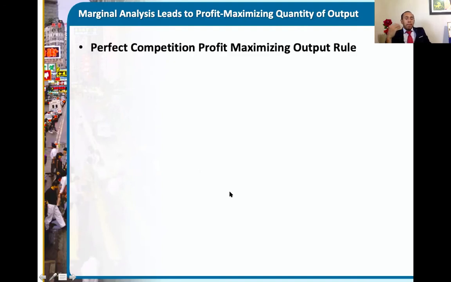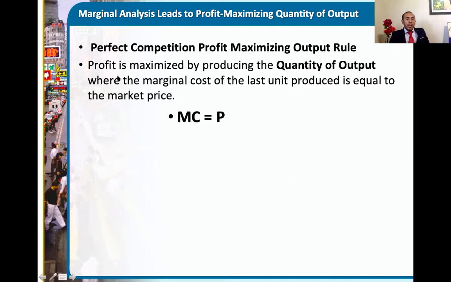For a perfectly competitive firm in a perfect competition market, the profit maximizing output rule is very similar and very standard. Profit is maximized by producing the quantity of output where the marginal cost of the last unit produced is equivalent to the market price. And if you recall, in perfect competition, the market price is equivalent to the marginal revenue per unit because the price is given. The firms are price takers.